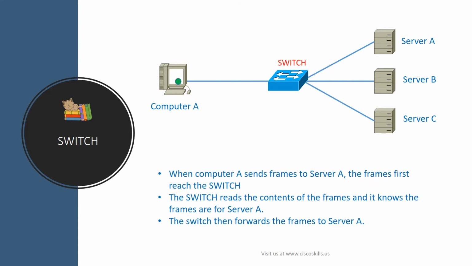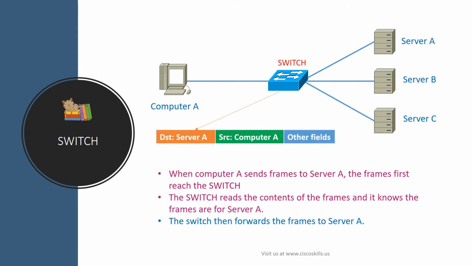Now let's see how a switch processes Ethernet frames. When computer A sends frames to server A, the frames first reach the switch. Unlike the hub, the switch reads the content of the frames and it knows the frames are for server A. The switch then forwards the frames to server A, like this.